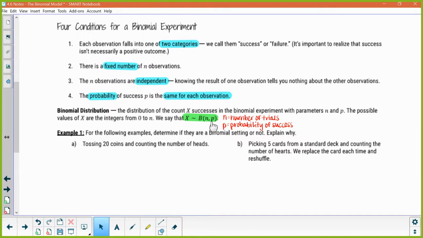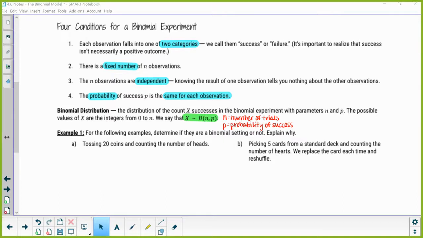And this is something they may use on the AP exam. They may describe to you a binomial distribution and you have to put it together; they may present that information in this manner. More than likely, they'll just give it to you in words and the context of the situation, but I always like to show it to you just in case.